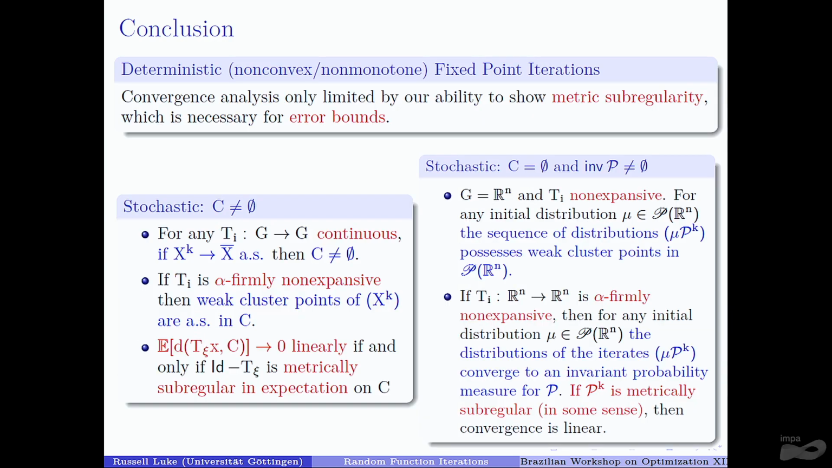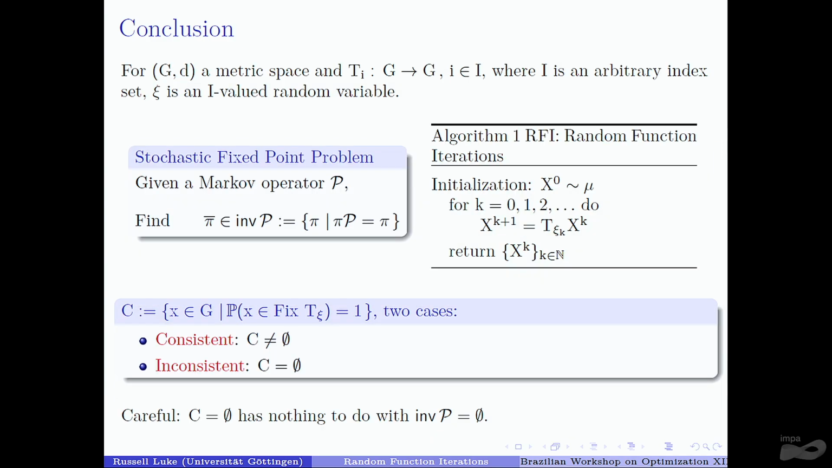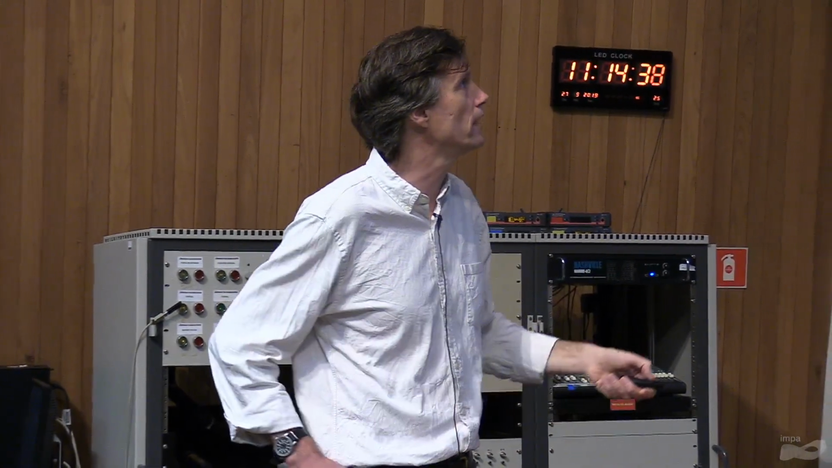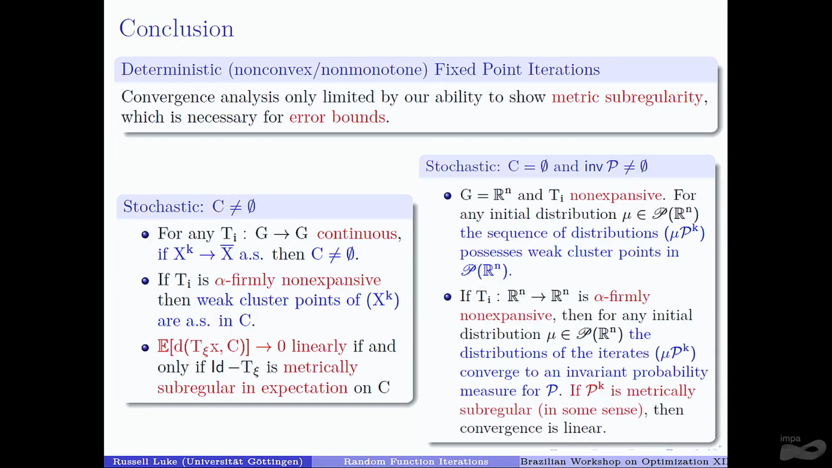What I'll tell you about is that for the deterministic case, when my random variable just takes a single value, I've got a Picard iteration. In the deterministic case, convergence analysis is limited really only by our ability to show metric subregularity. I'll define that later. But metric subregularity is necessary for error bounds, if you want to quantify how far you are from the solution. Metric subregularity, as I'll define it, has manifestations, and it shows up everywhere in the work that I've done with Alex. It shows up as transversality or subtransversality of collections of sets. If you're dealing with optimization of functions, it's related to the Kurdyka-Łojasiewicz property.